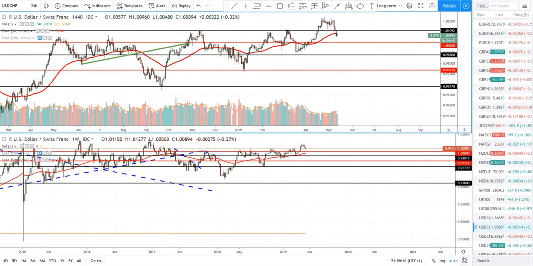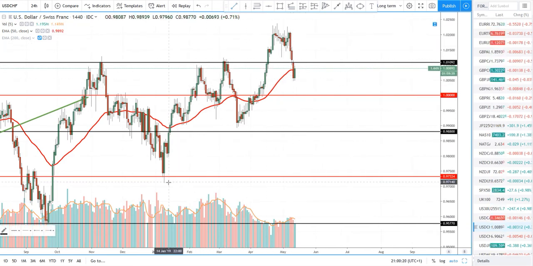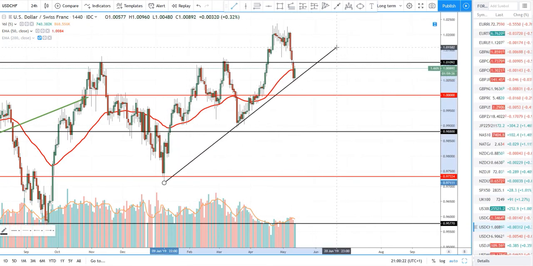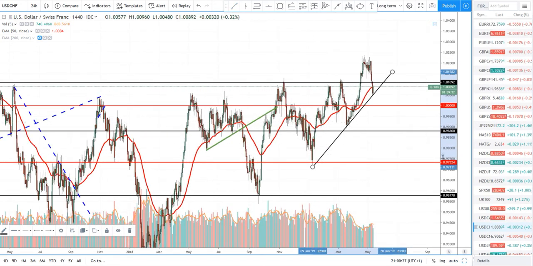So dollar Swiss now looks like it's making a higher low again on the daily 50 EMA. I'm sure we can draw a trend line in now. Yeah, pretty much draw a trend line in there. You can, which is nice. Does it go any further than that? Any further down?